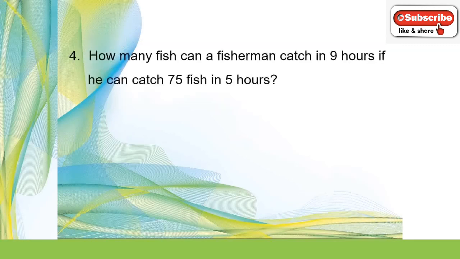Number 4. How many fish can a fisherman catch in 9 hours if he can catch 75 fish in 5 hours? A. 115. B. 125. C. 135. D. 145. Write your answer now. Time is up. The correct answer is letter C.